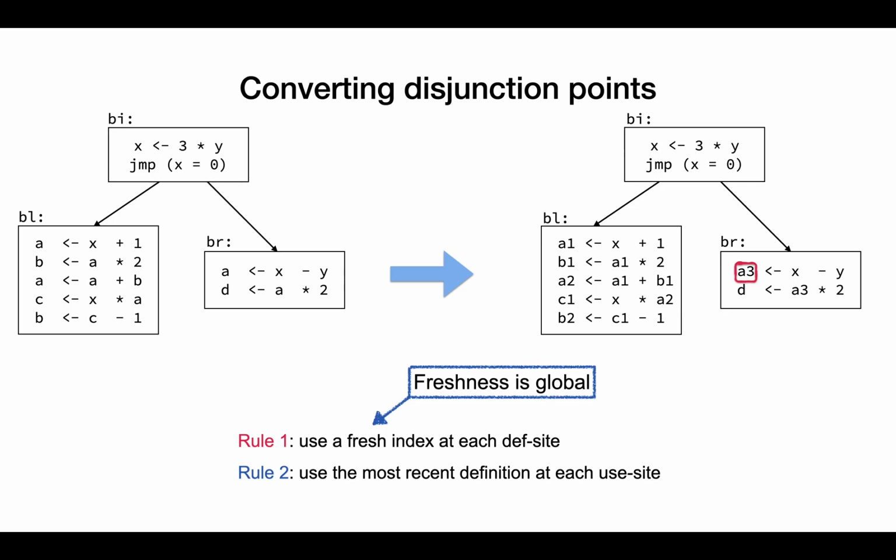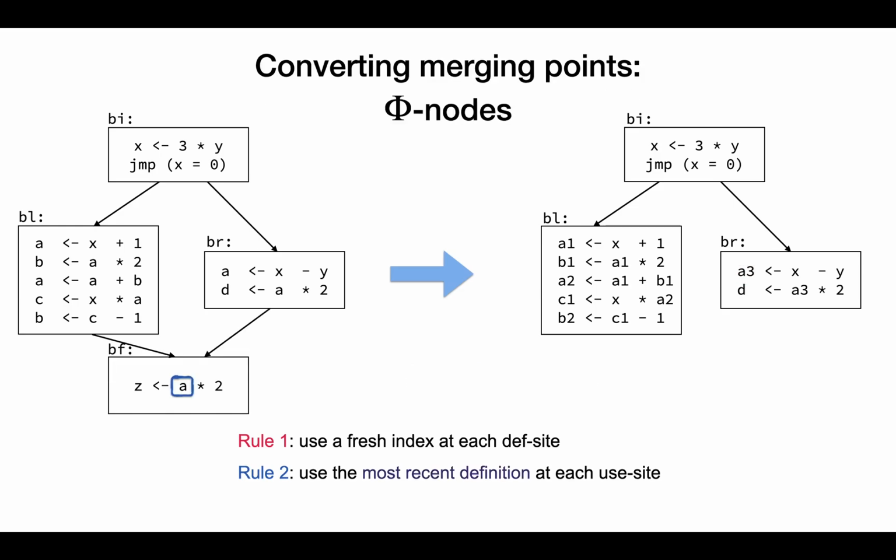Things get a bit more interesting when we actually consider merging nodes. Consider this time that we have this BF at which both BL and BR are merging, and that it is using the variable A. The problem here is that this time our notion of most recent definition for this A is suddenly ill-defined. It could be either A2 or A3.